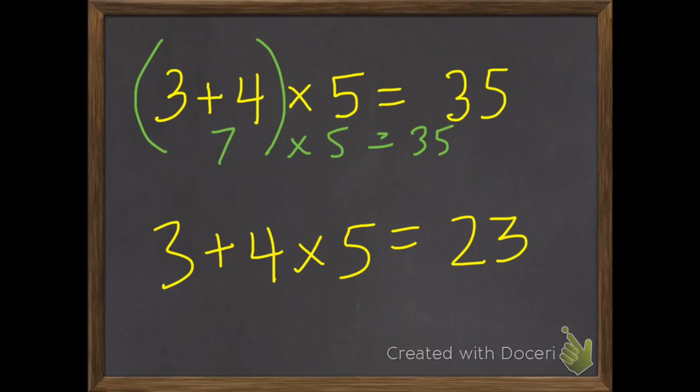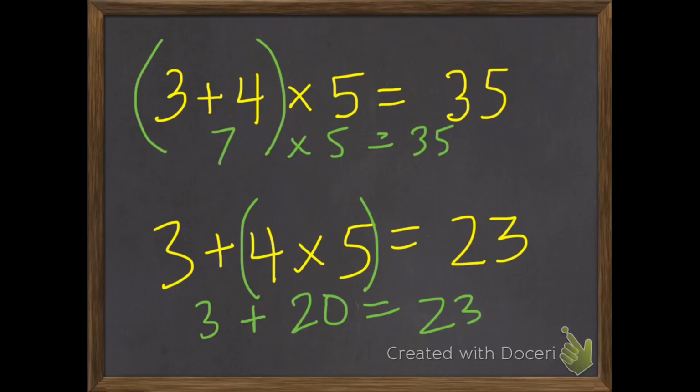Now if I move down here, I have the same numbers, but now I need to get to 23. If I do 4 times 5, which gives me 20, plus 3 equals 23. Now some of you may realize that for the second one, you don't technically need the parentheses because you are supposed to multiply before you add. I hope this helps.